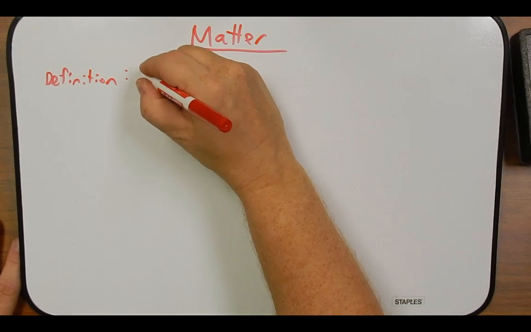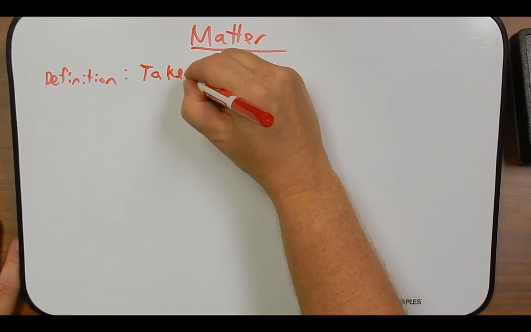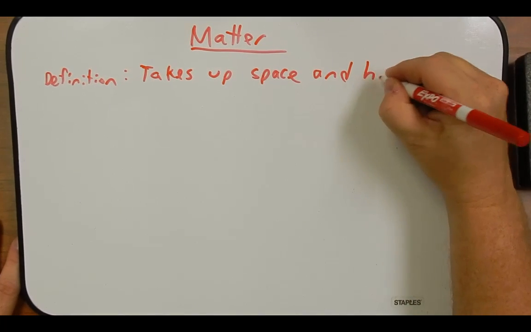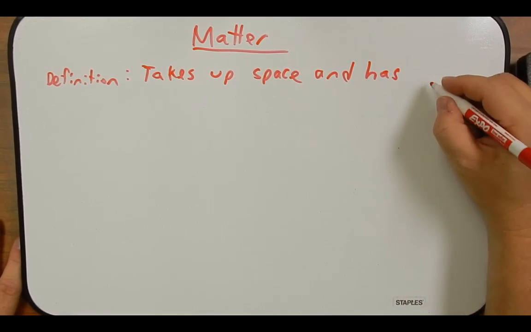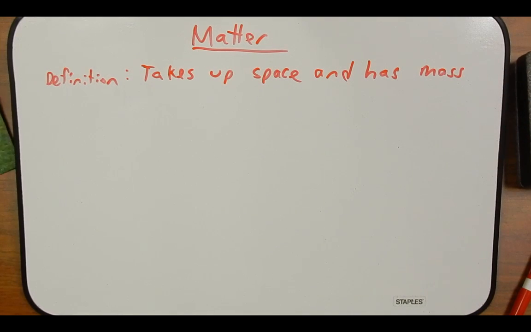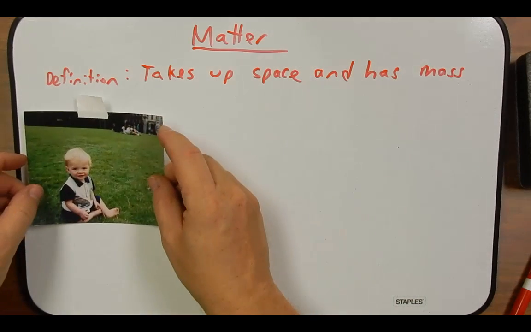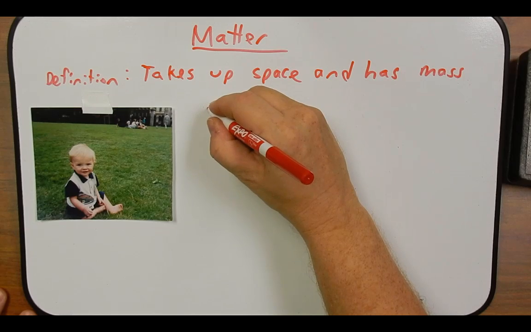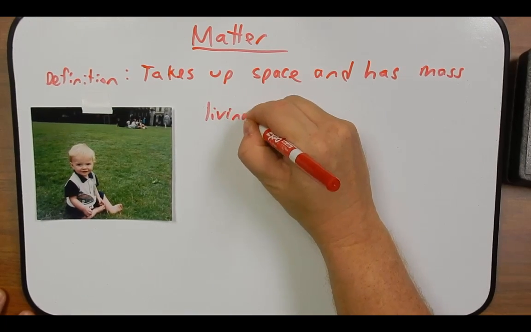In general, we can think of matter as something that takes up space and has mass. And to give a few examples here, I found this picture laying around my office, and I'm just going to put it right here. So we can look at this picture and identify the things that are matter. Things that take up space and have mass. The people have mass, so we can think of living things as having mass, and that's really what we're going to focus on in this class.